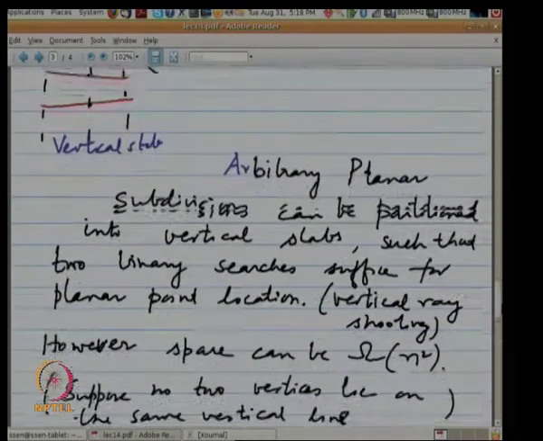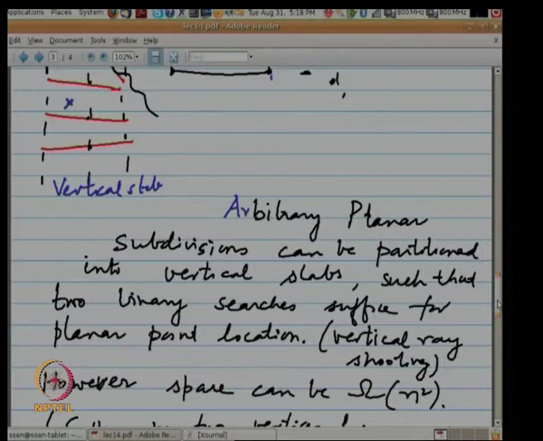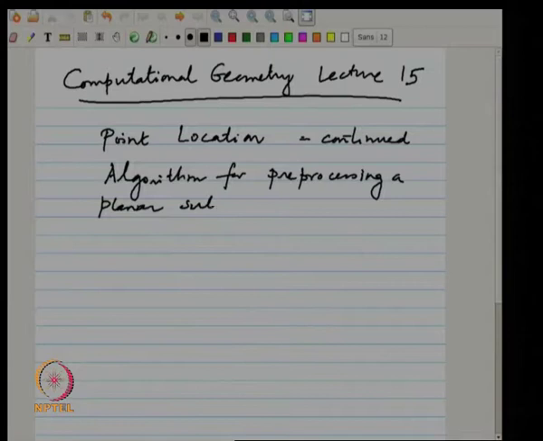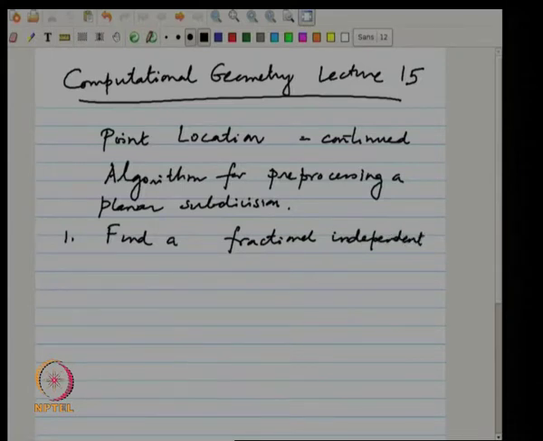Let me just write the algorithm again. Algorithm for preprocessing a planar subdivision. Step one: find a fractional independent set.